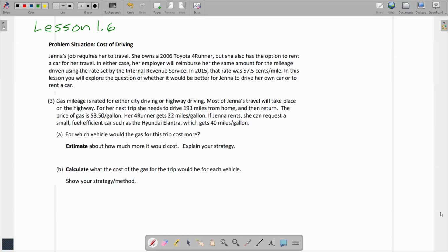So we're working on this paragraph right now, where we're going to try and estimate. She has to drive 193 miles there and back. It's $3.50 for gas. Her Forerunner gets 22 miles per gallon. Or she could rent a Hyundai Elantra, which gets 40 miles per gallon. We're trying to estimate about how much it's going to cost the Forerunner to make this trip and how much it's going to cost the Elantra. That's question 3A, and then we'll do 3B together in a minute.